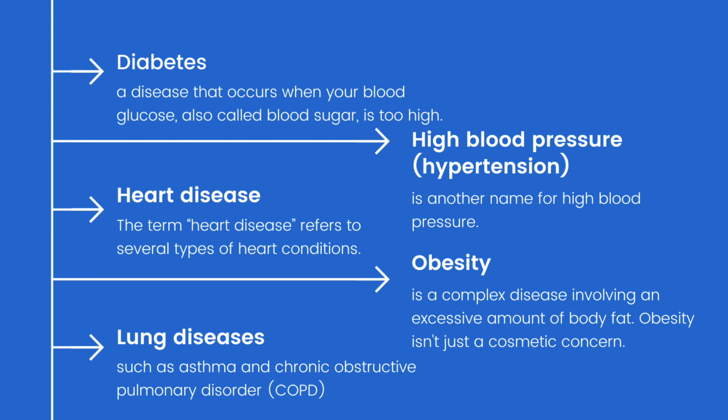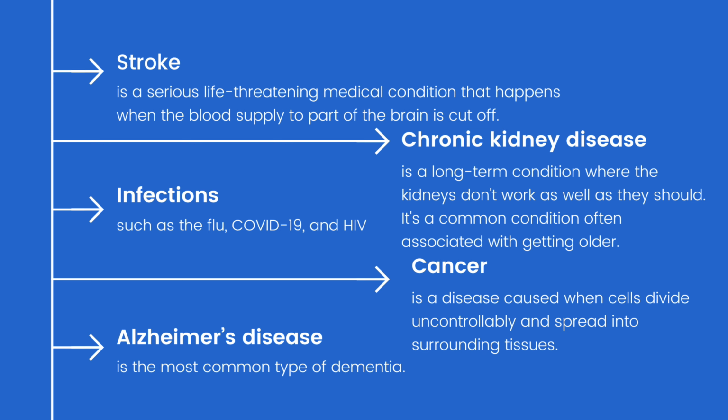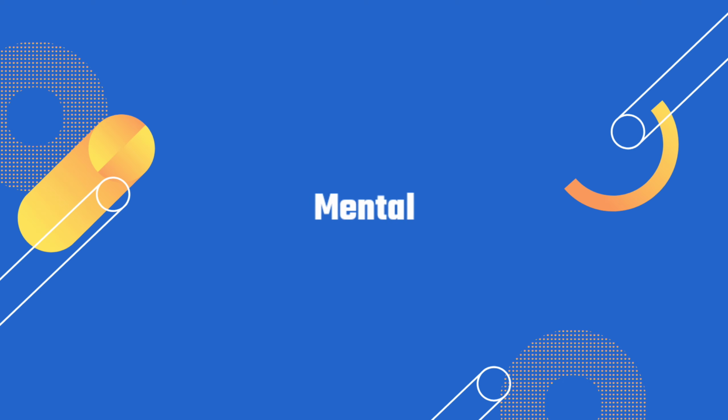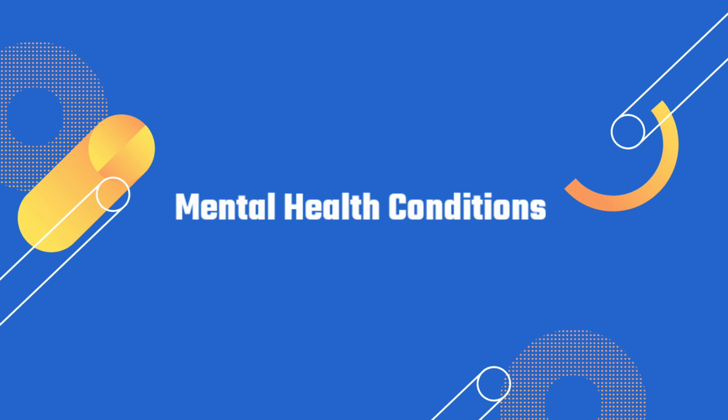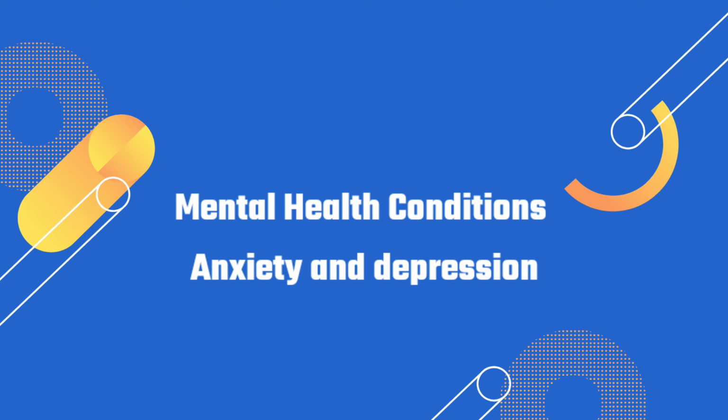Number 1, we have diabetes, high blood pressure or hypertension, heart disease, obesity, lung diseases such as asthma and chronic obstructive pulmonary disorder or the COPD. Number 6, stroke. Number 7, chronic kidney disease. Number 8, infections such as the flu, COVID-19, and HIV. Number 9, cancer. Number 10, Alzheimer's disease. And number 11, mental health conditions such as anxiety and depression.